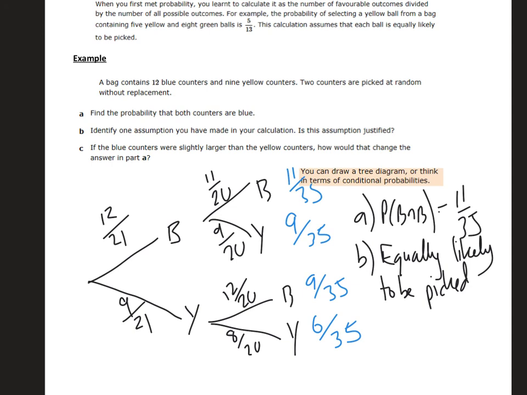If the blue counters were slightly larger than the yellow ones, how would that change the answer to part A? Well, if they're larger, then you're more likely to pick them. So therefore, the answer to A will increase. So more likely to get 2 blues. So the probability would increase.